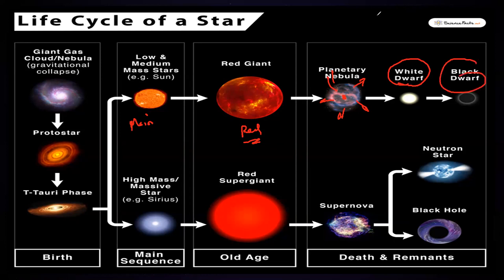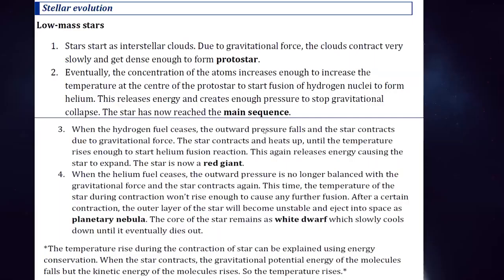And then the white dwarf will turn into a black dwarf. How does the white dwarf turn into a black dwarf? It's a cool down stage. Is it clear? The cycle of the low mass star. Anyone having a question or a doubt in this? No, sir, clear.